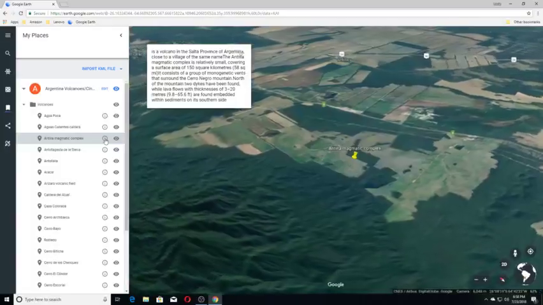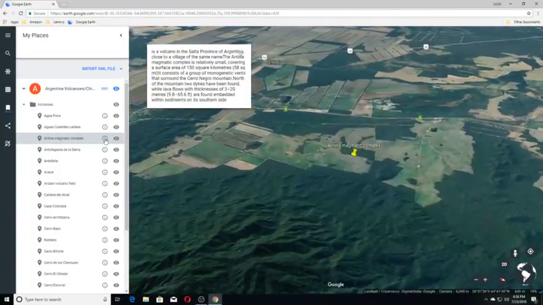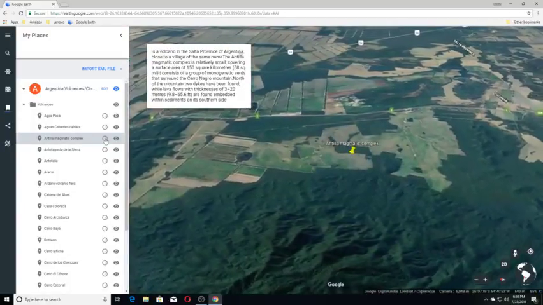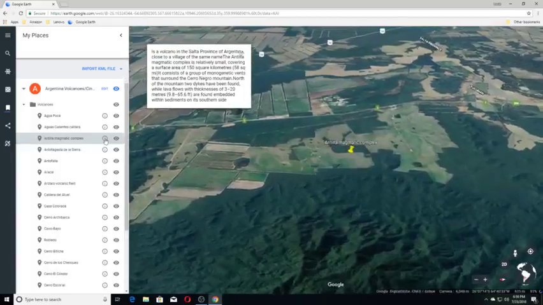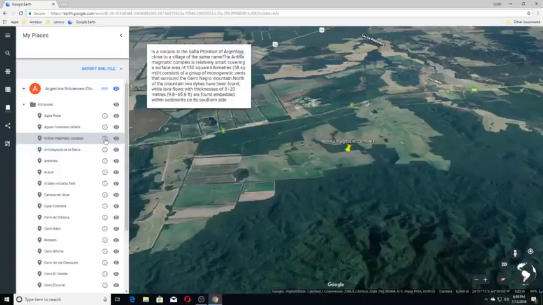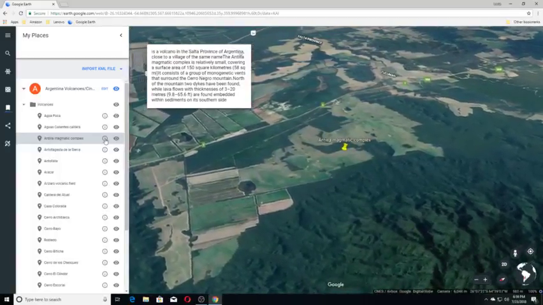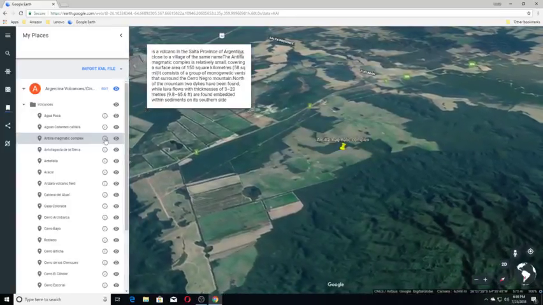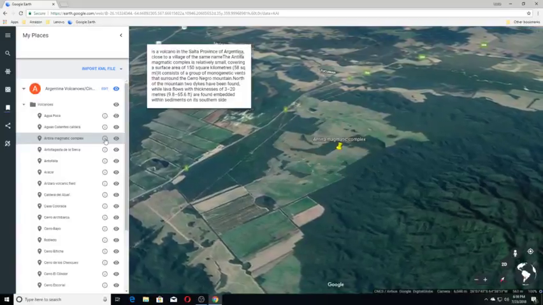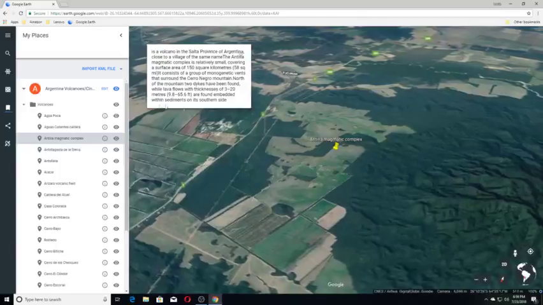Antilla Magmatic Complex is a volcano in the Salta province of Argentina, close to a village of the same name. It is relatively small, covering a surface area of 150 square kilometers or 58 square miles. It consists of a group of monogenic vents that surround the Cerro Negro mountain. North of the mountain, 2 dikes have been found. While lava flows of thickness 3 to 20 meters or 9.8 to 65.6 feet are found embedded within sediments on its southern side.